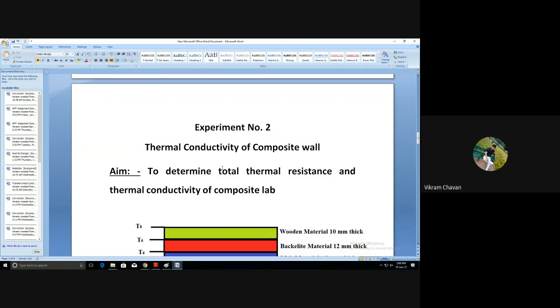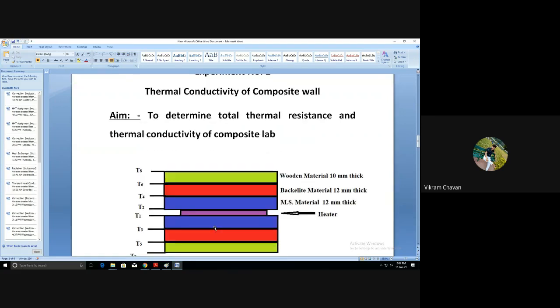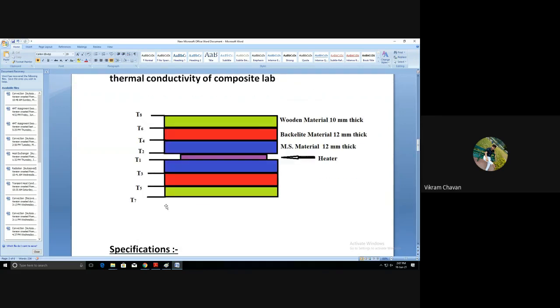Okay, so here our aim is to determine the total thermal resistance offered by the composite wall or the composite slab, and the total thermal conductivity of that slab. So this is our aim or objective for performing this experiment. I will not go more into the theoretical part. Directly I will jump to our experimentation details.